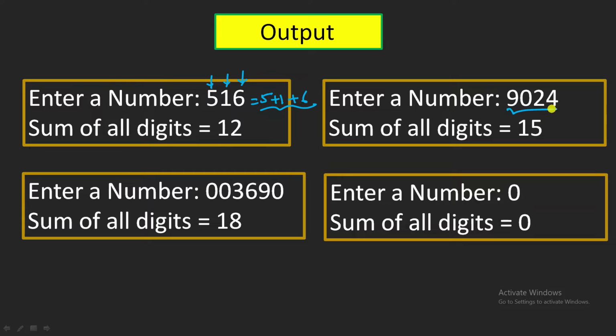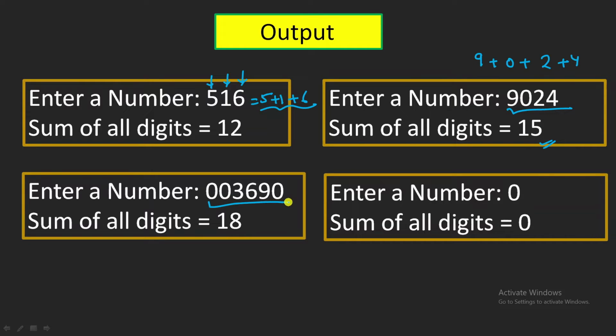Likewise, if we are given the number 9024, then what is the sum? We have to add 9, then the next digit is 0, the next digit is 2, and the next digit present in this number is 4. So what is the sum? 9 plus 0 is 9, plus 2 is 11, 11 plus 4 is 15. So 15 is the sum of all the digits present in this number.